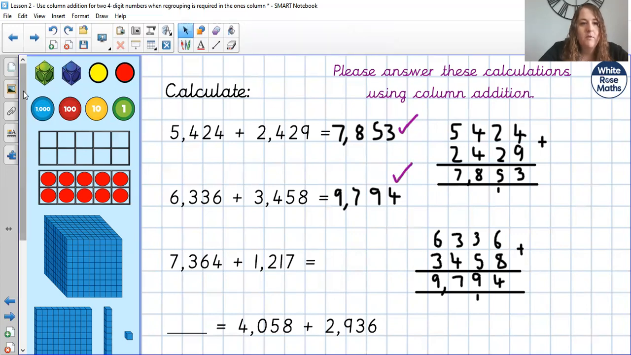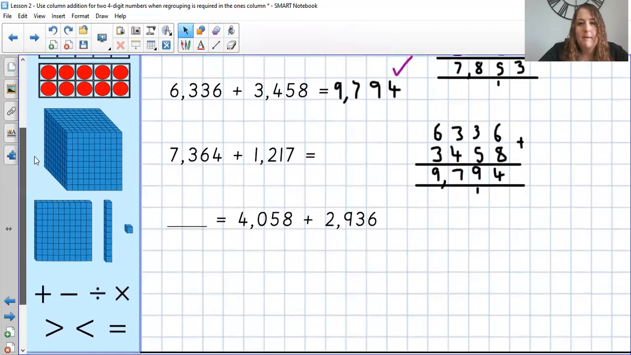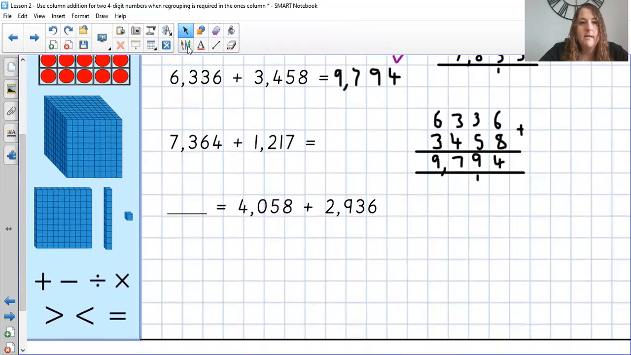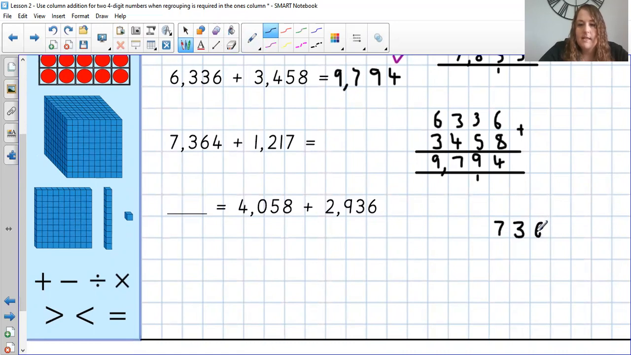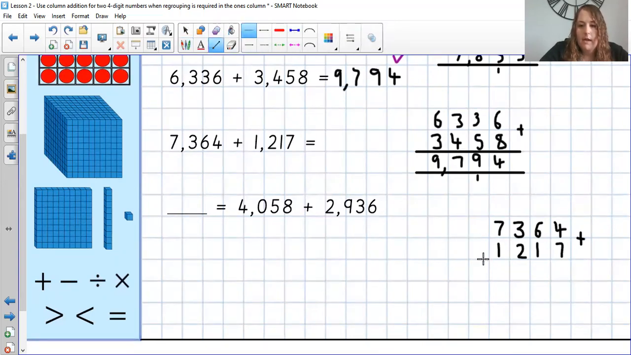Okay, I'm just going to move my screen down because I need a little bit more space and a few more boxes. Next question. 7,364, add 1,217. And my add sign at the side, and I get my ruler out again, just like you should have done or will be doing again later. And we then can start adding.